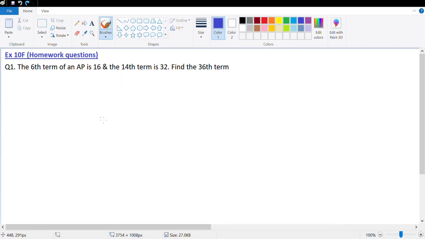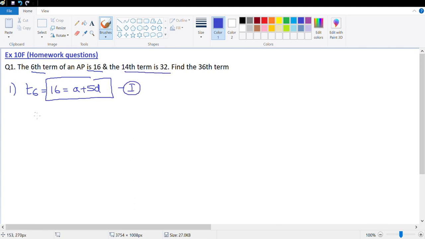It says the sixth term of an AP is 16. This is the sixth term. So T6 is equal to 16, which is basically equal to A plus 5D. That's my first equation. And 14th term is 32. So T14 is equal to 32, which is A plus 13D. That's my second equation. We need to calculate the 36th term.